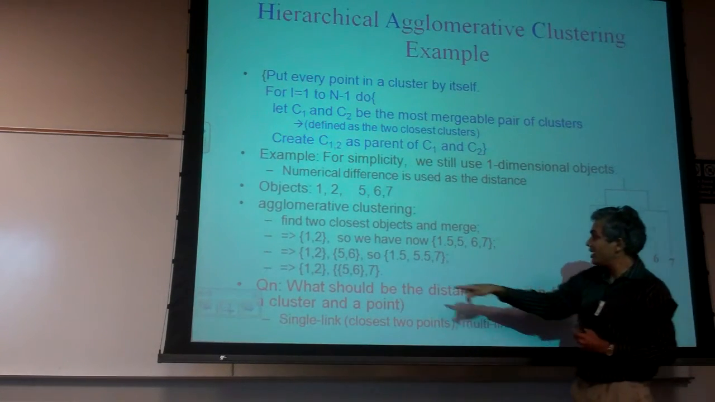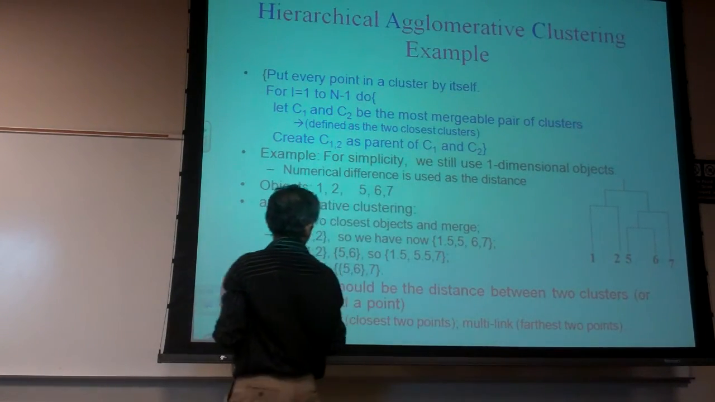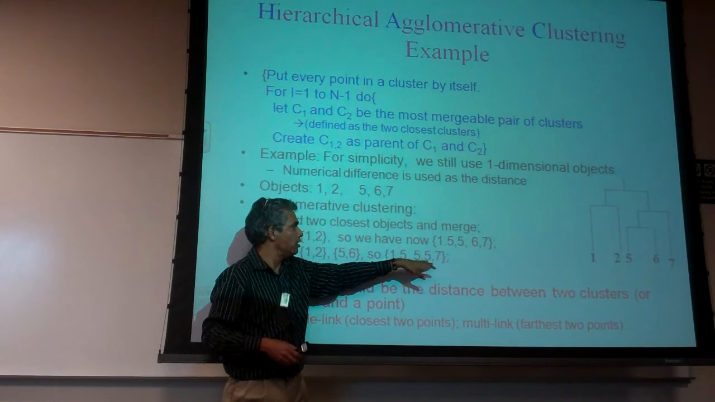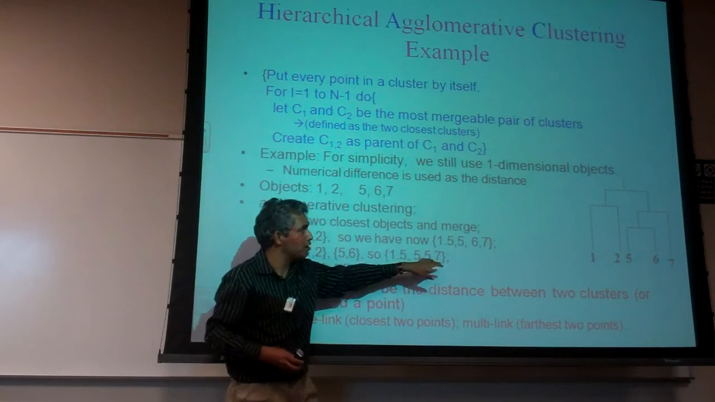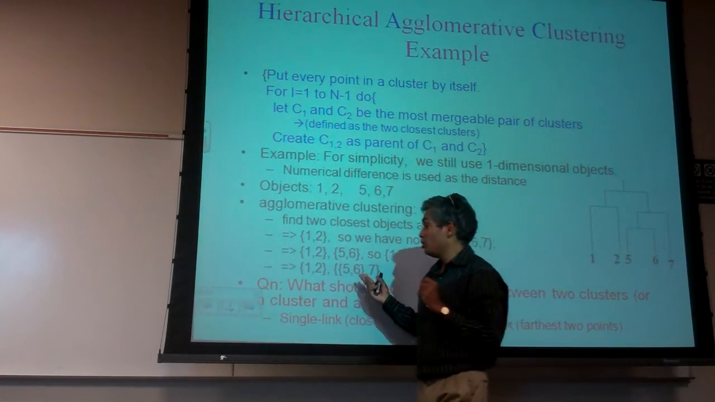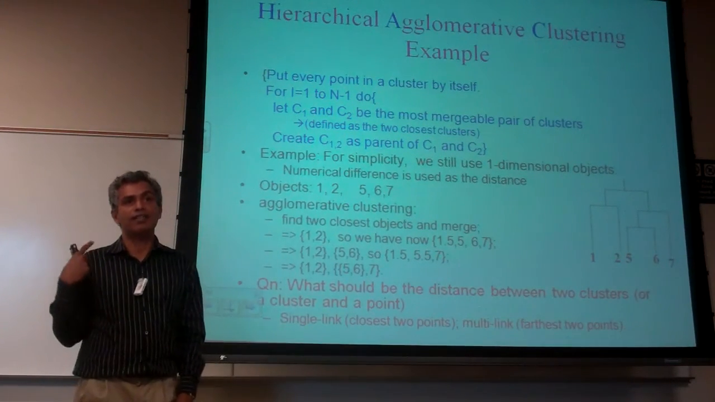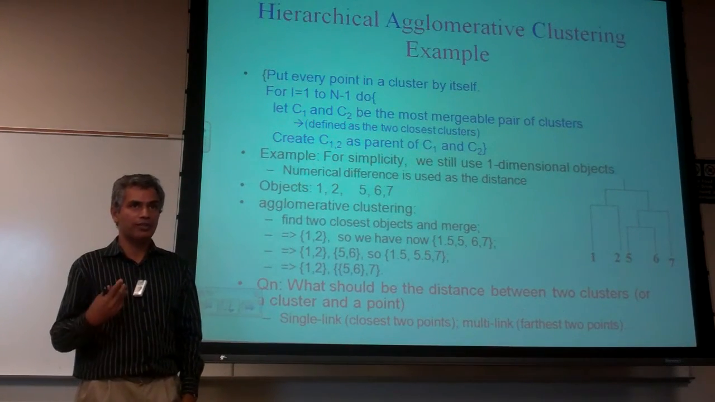Okay. At this point, I have 3. I still want to merge. What do I merge? Which will be the closest? These two will be the closest, so 5, 6, 7 will be merged. At this point, I only have 2 clusters. I merge both of them and I will get one single cluster. That's how hierarchical agglomerative clustering works.